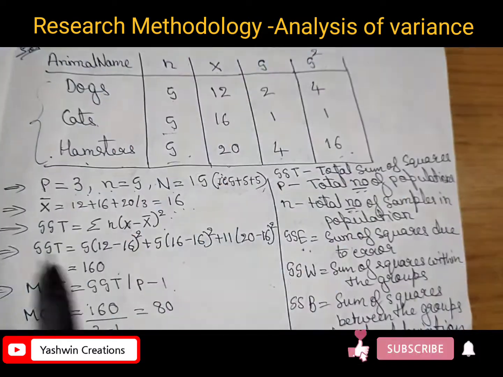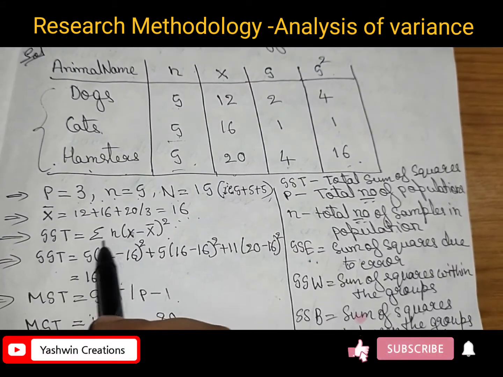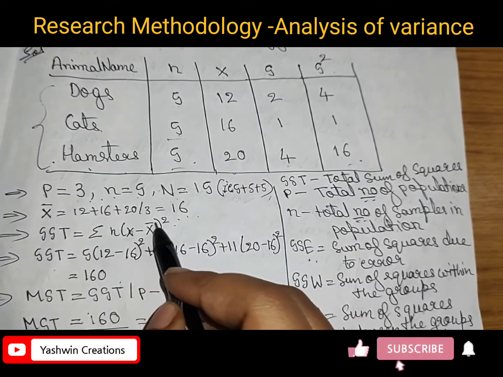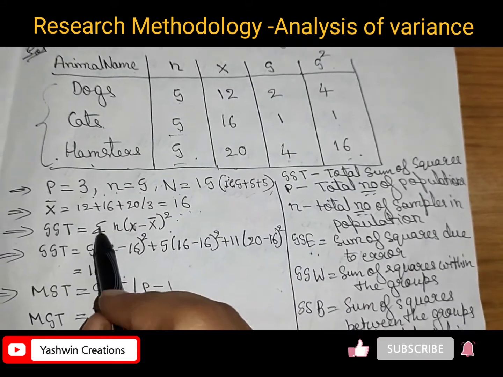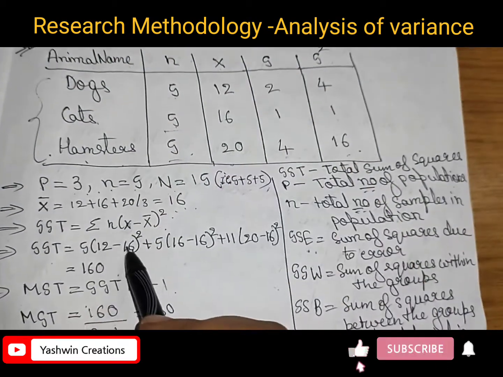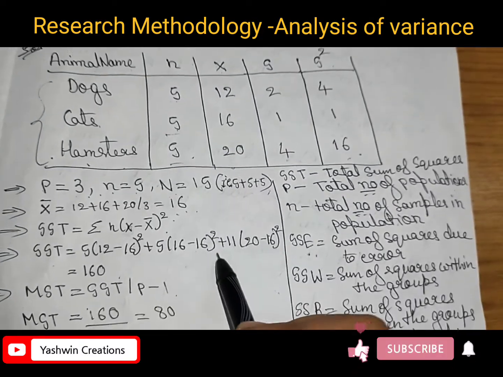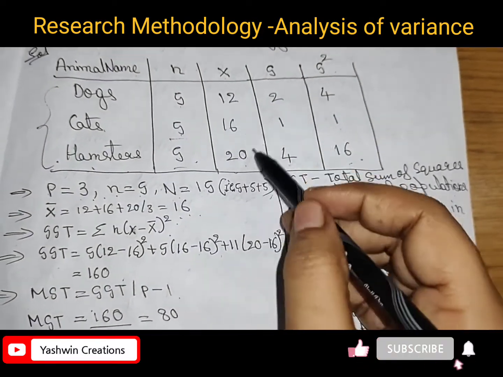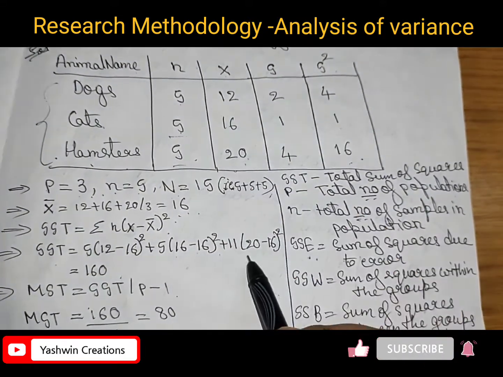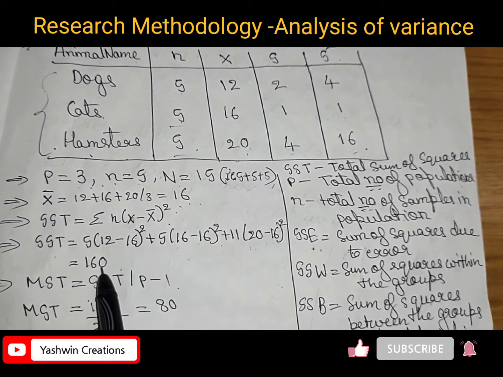Okay, x dash. Next, SST equals summation n open bracket x minus x dash whole square. So what is the value of n here? 5, and the x value is 12 minus the x dash value 16, whole square. Similarly, you need to consider 16 and also 20 as the x value. Next 16, next 20. So overall the SST value you will get is 160.